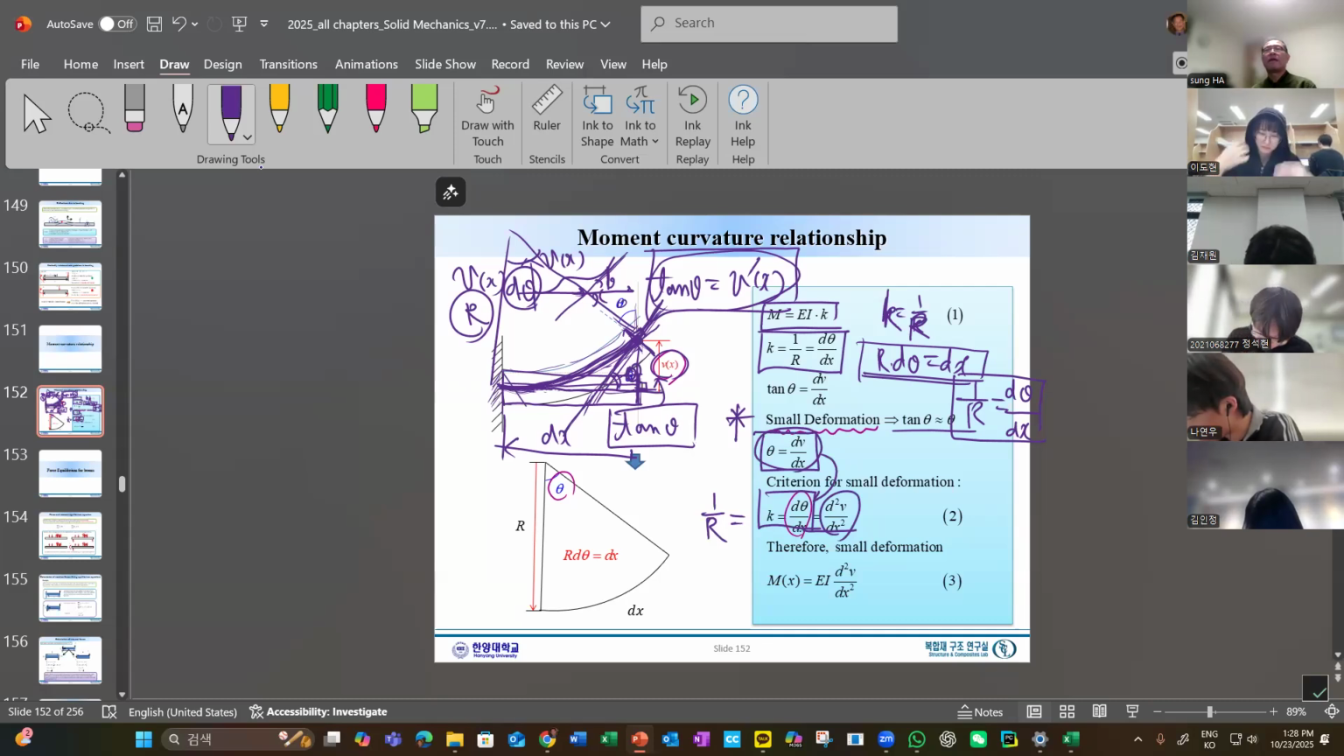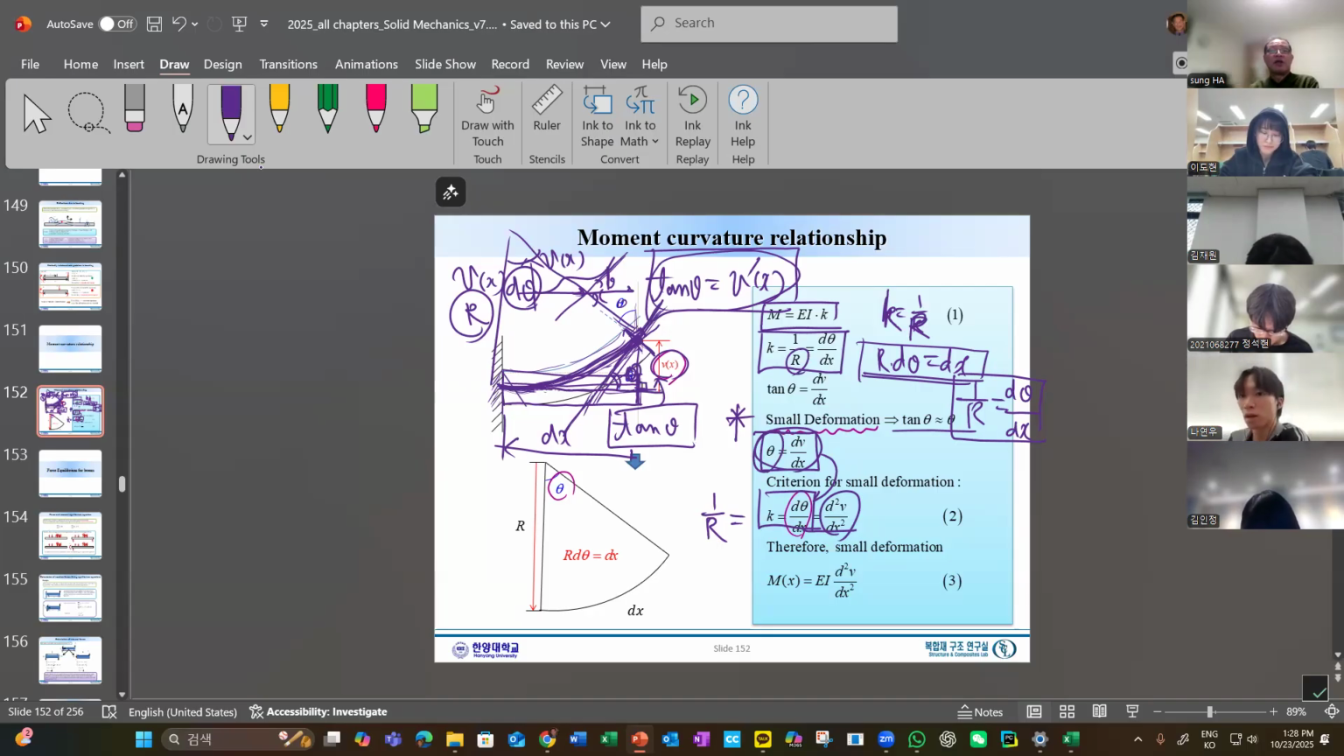Again, where does it come from? It comes from the definition of a radius and also the slope, theta. And combining those two derivatives, we got the curvature is given as the second derivative of the deflection curve.